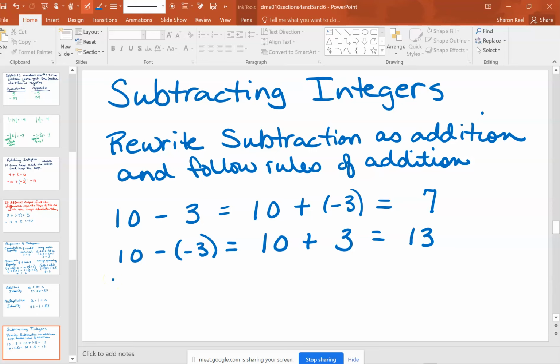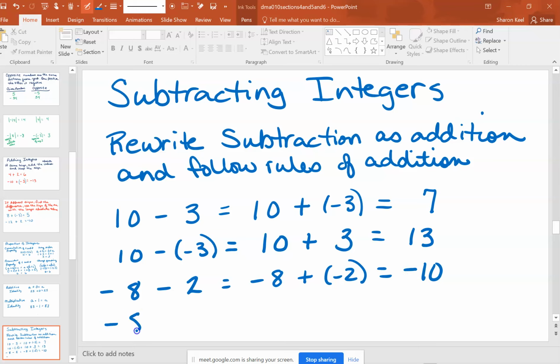Let's do another. Let's say we have negative 8 minus 2. That's going to be negative 8. I'm going to change the subtraction to addition. The opposite of a 2 would be a negative 2. These have the same sign. I combine them, 8 and 2 is 10, and keep that sign.